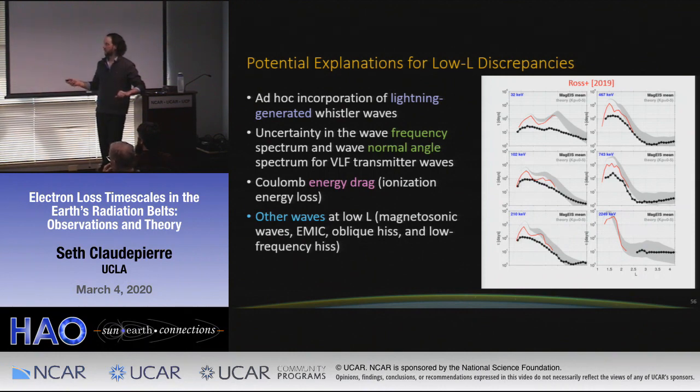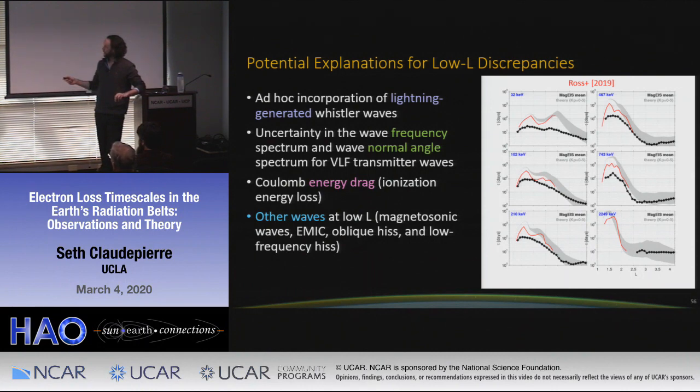Our incorporation of lightning into all those calculations was done in an ad hoc way. The hiss wave database that we used kind of included the lightning. They didn't do a good job separating it, and so we'd like to do a better job explicitly incorporating the lightning-generated whistler waves. All this business with the VLF transmitter waves, where you have to make various assumptions about those waves, probably could use some improvements, and actually people are working on this, basically even before we published this work. These 2 papers appeared from Nigel Meredith's group, and someone that works with him, Ross, in 2019.